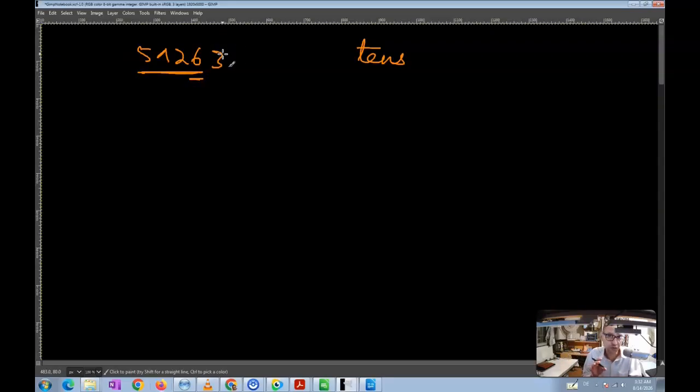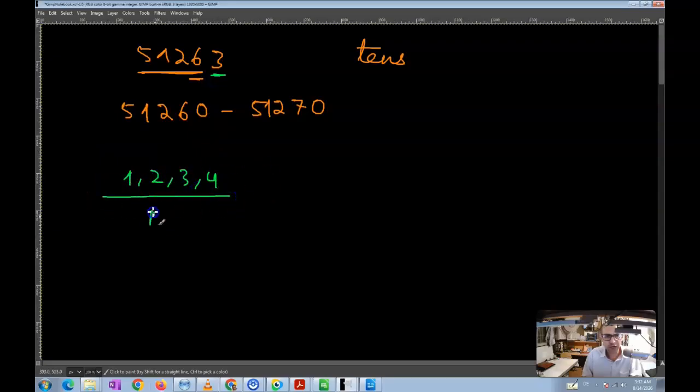But now, as long as you've understood the concept, you don't have to consider all of those things, that for example your number is supposed to be some number between 51,260 and 51,270. Now I will take a look at the digit to the right of the tens place value. Now if this digit is a 1 or a 2 or a 3 or a 4, I will round down.